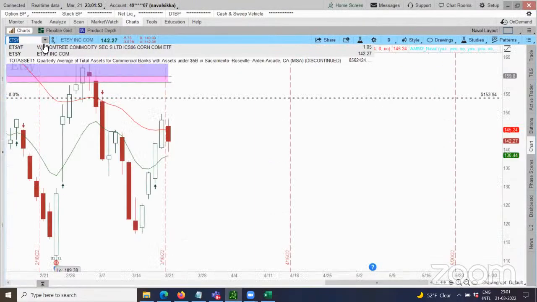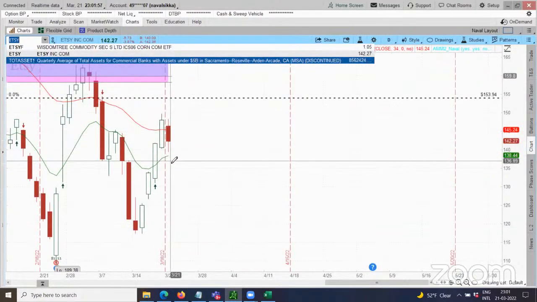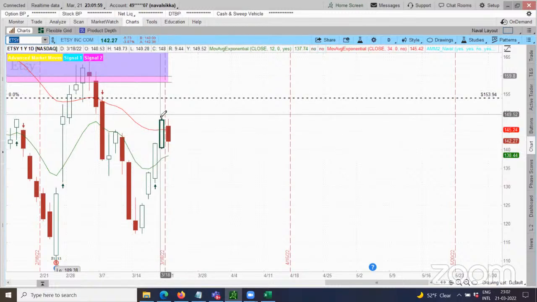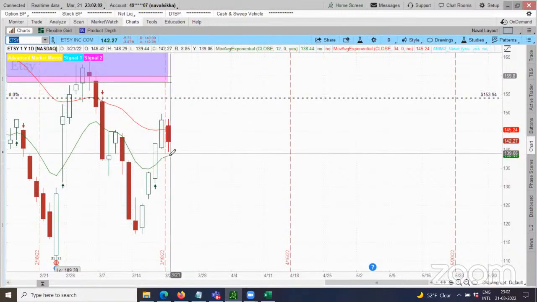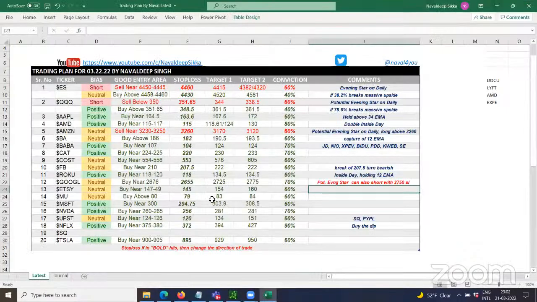Etsy failed. So it made a lower low, lower high, which is not good. So if it breaks below 138, I think it will lose the momentum. So it made lower low, lower high, bearish.